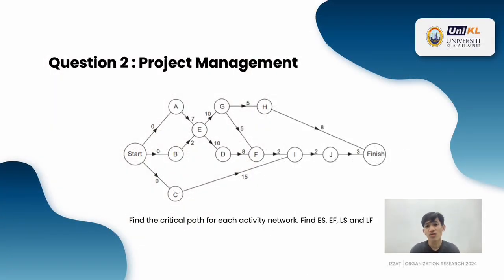So now we move on to the next question, which is question number 2. This question is related to the project management topic. In this question, we need to find the critical path for each activity network. Before that, we need to find the earlier start, earlier finish, late start, and late finish.